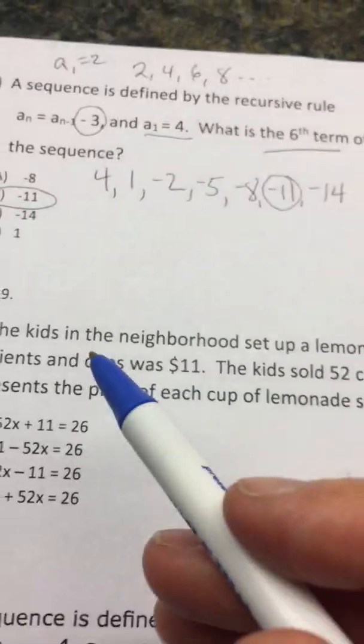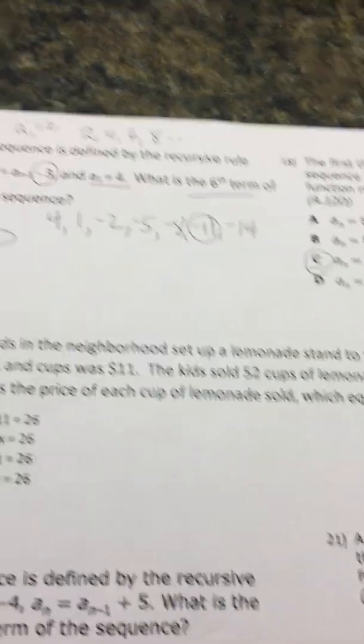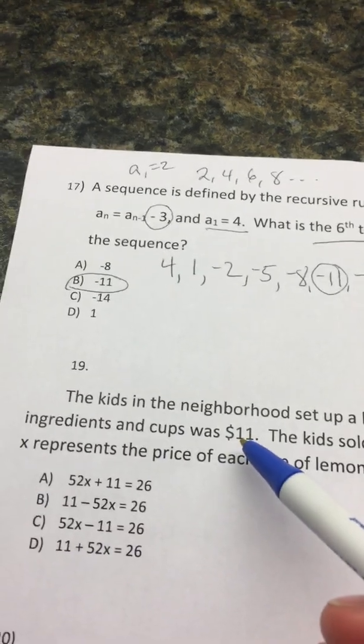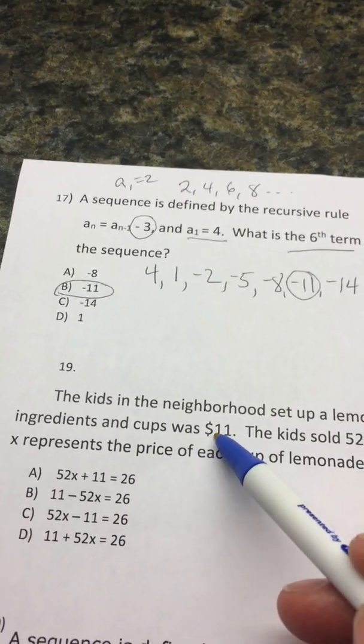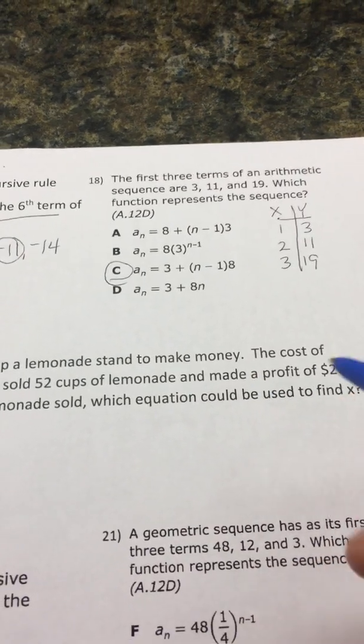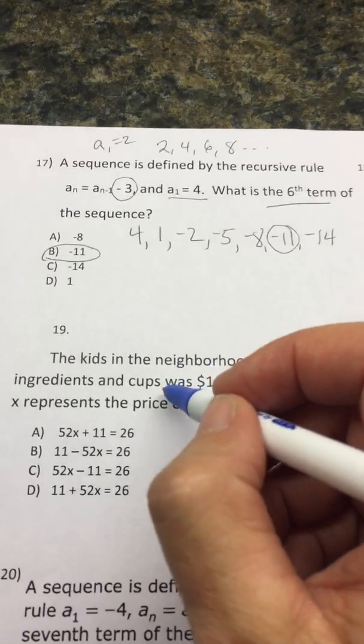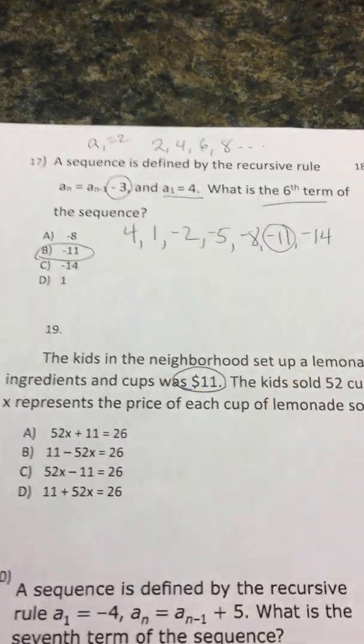So this one says, the kids in the neighborhood set up a lemonade stand to make money. The cost of ingredients was $11. So there's my cost of the ingredients. That's my expenses. The kids sold 52 cups of lemonade and made a profit of 26. So there's my profit. The cost, this was my expenses, right? 11 bucks is my expenses.